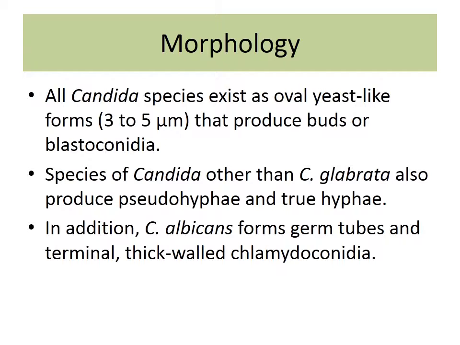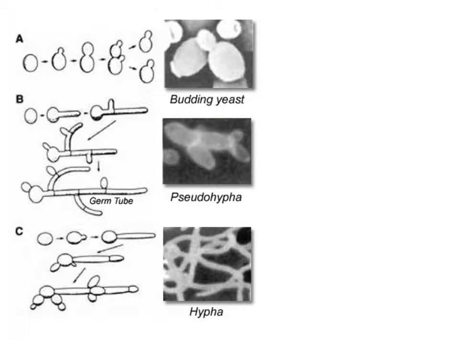If, for example, you are given a case and asked to identify the causative organism, where the report says this fungus has an ability to form germ tubes and terminal thick-walled chlamydospores, what will be the answer if you're given all those 4 different types of Candida? Candida albicans, of course. Now you can see the budding yeast, the pseudohypha, and this is how the germ tube looks. It's called a germ tube, and the true hyphae.